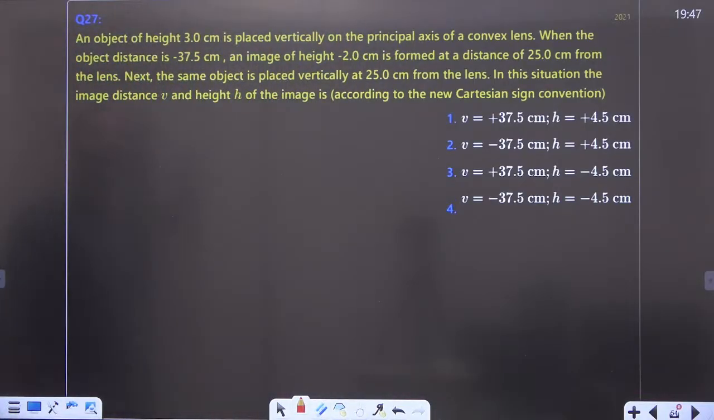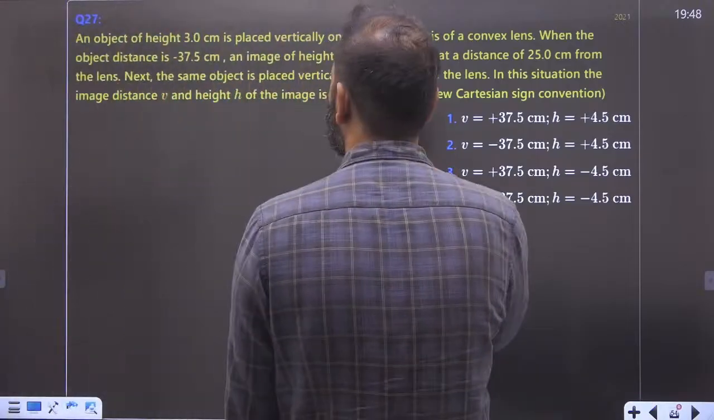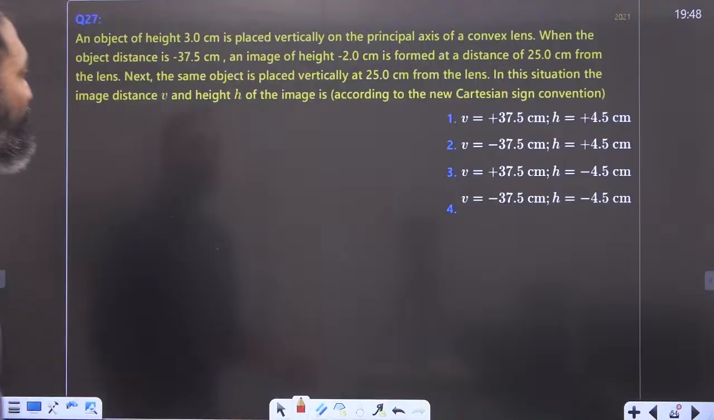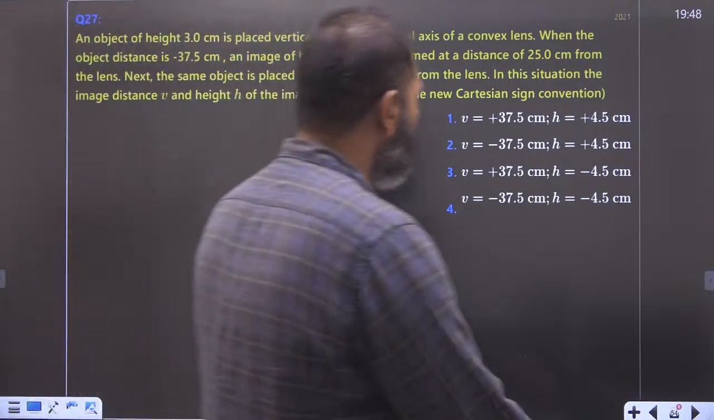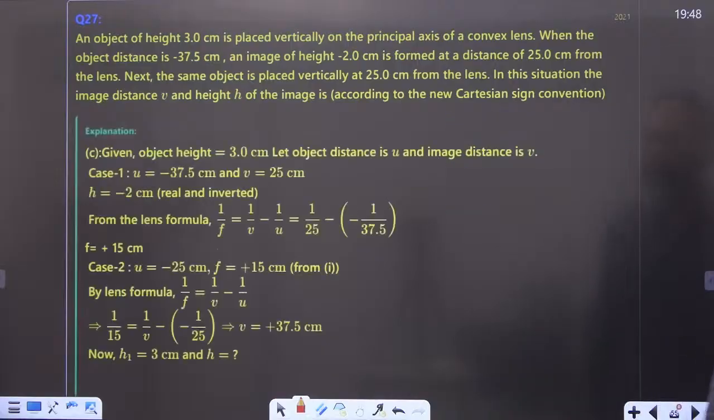Next, an object of height 3 cm is placed vertically on the principal axis of a convex lens. When the object distance is -37.5 cm, an image of height -2 cm is formed at a distance of 25 cm from the lens. Next, the same object is placed vertically at 25 cm from the lens. In this situation, find the image distance v and height h. According to the new Cartesian sign convention, we have to do that problem.